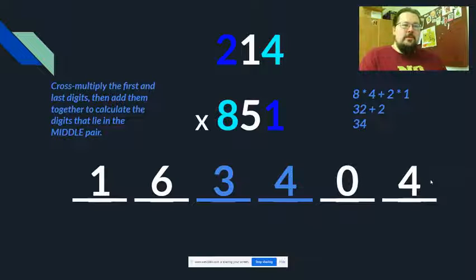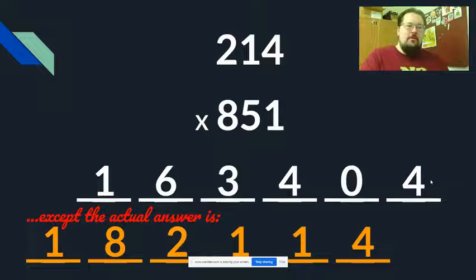8 times 4 is 32. 2 times 1 is 2. Put them together, we get 34. And so her algorithm says that should work. However, the actual answer is drastically different. And so what we're going to do now is look and see how we could code and figure out how many numbers that works for. So let's jump over to our code.